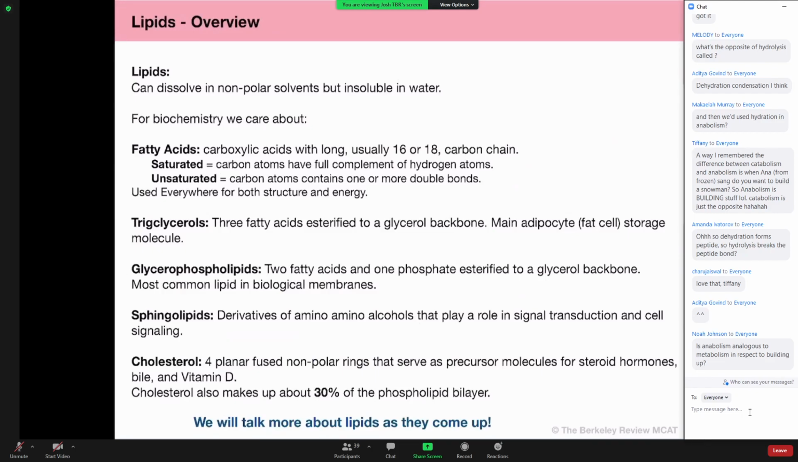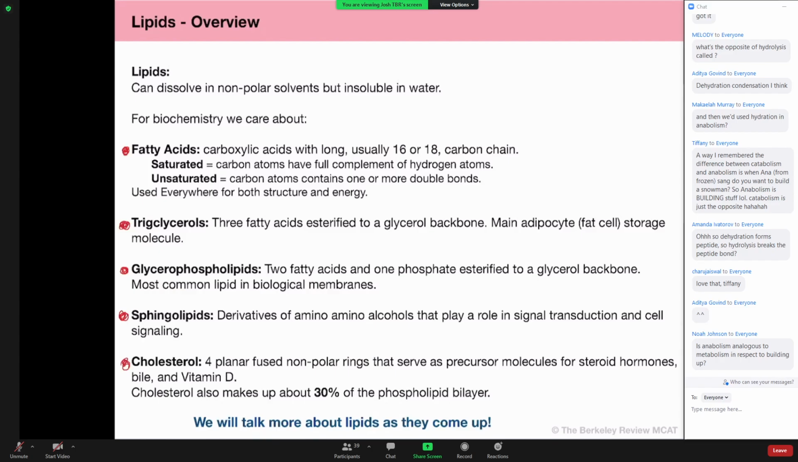But lipids, again, super basic overview. Lipids can dissolve in non-polar solvents, but they're insoluble in water. For biochemistry specifically, we keep running into these five basic structural building blocks of lipids. As we proceed, you're going to see the importance of each one of these. So just keep them in your mind.